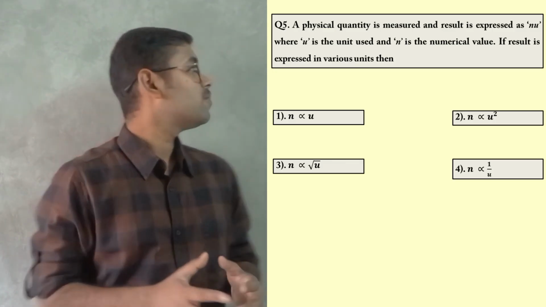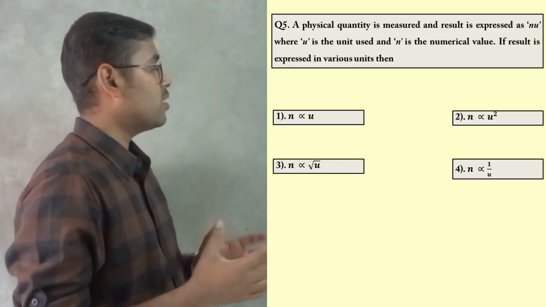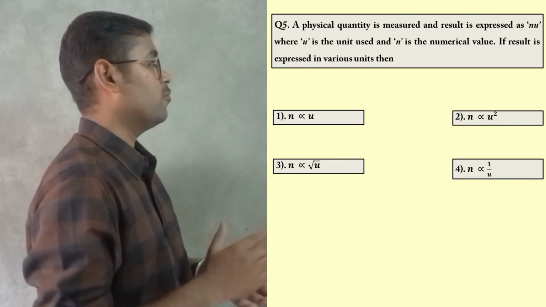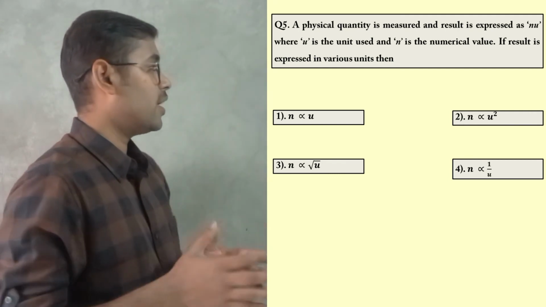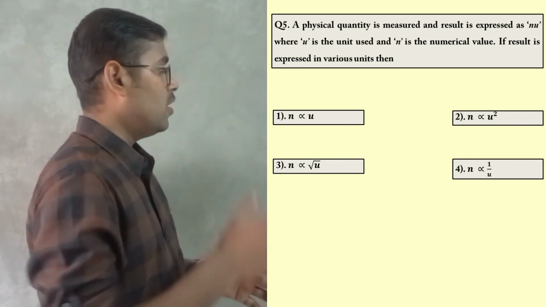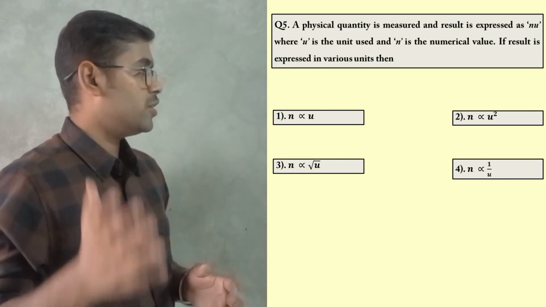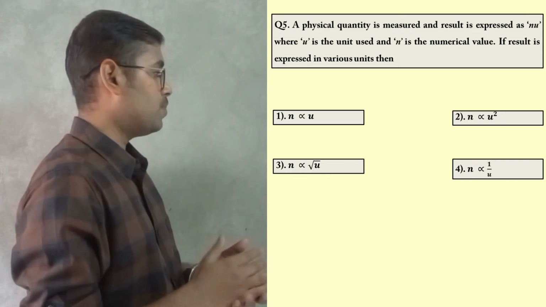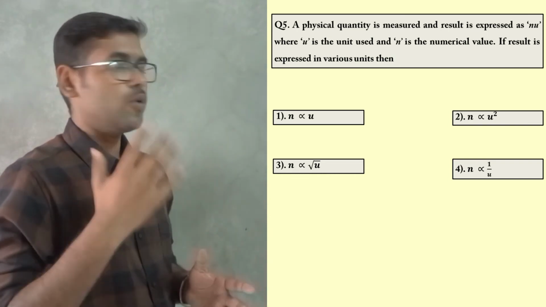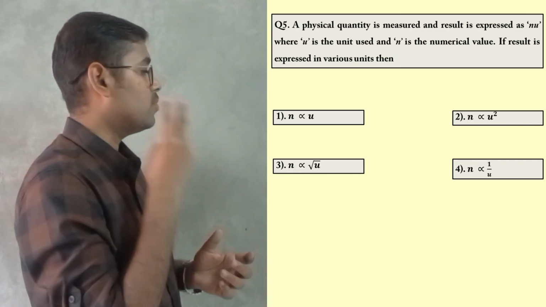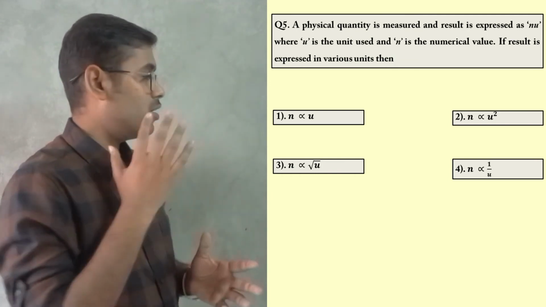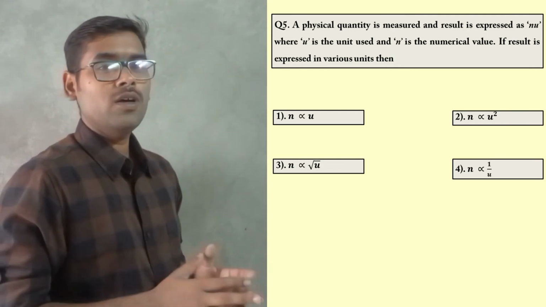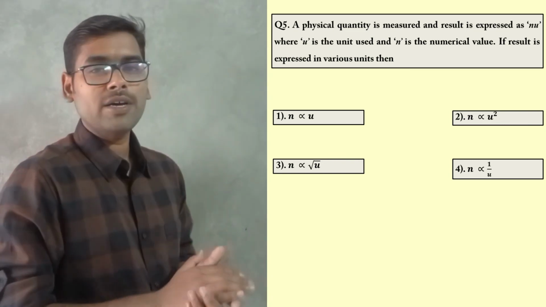Guys, now let us move to final question, that is question number 5. A physical quantity is measured and result is expressed as nu, where u is the unit used and n is the numerical value. If the result is expressed in various units, then option number 1, n is proportional to u. Option number 2, n is proportional to u square. Option number 3, n is proportional to under root u. And option number 4, n is proportional to 1 by u.